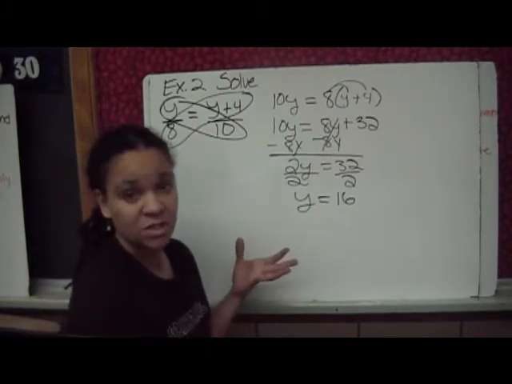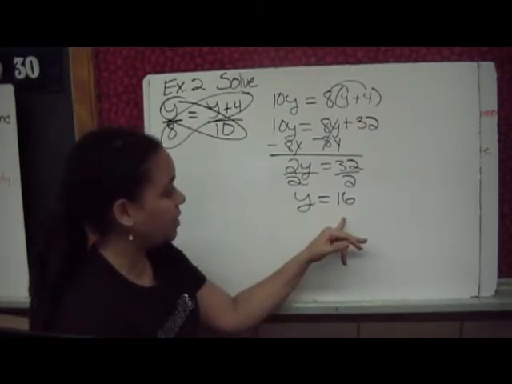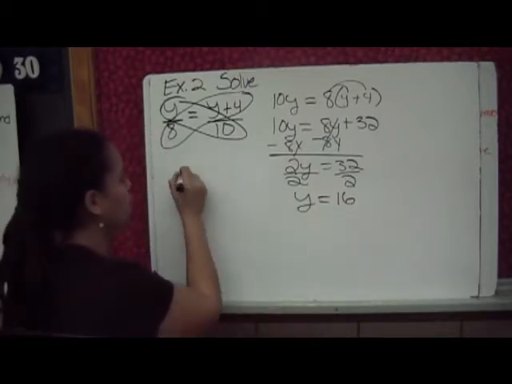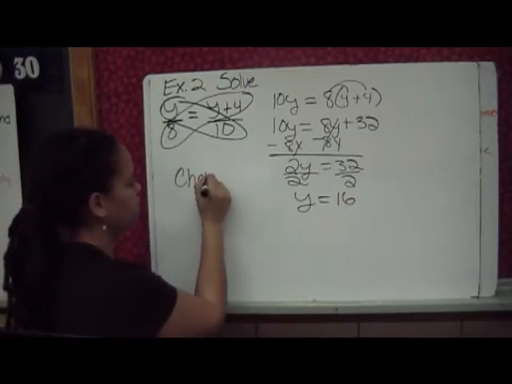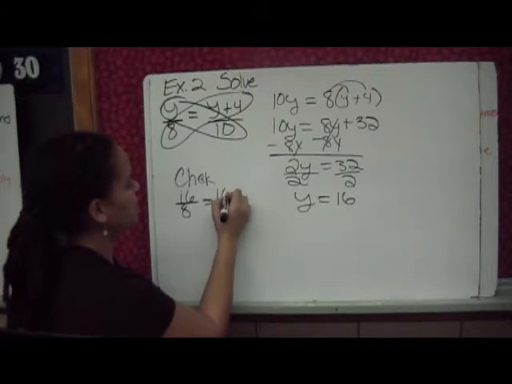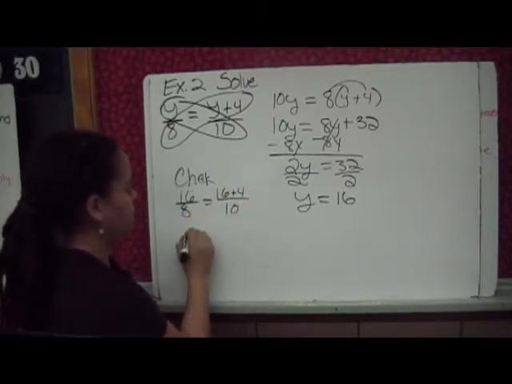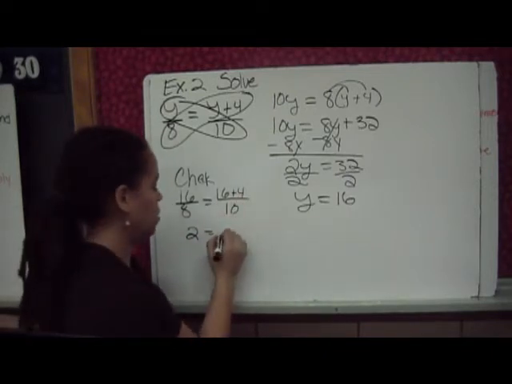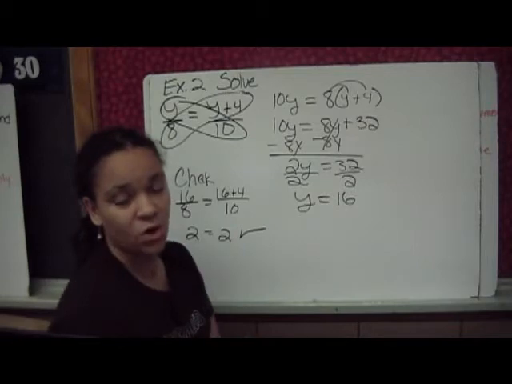The last part is always to check, so plug 16 back in for y and see if you get the same proportion. So our check, like my little C, check 16 over 8. Is that equal to 16 plus 4 over 10? Well, 16 divided by 8 is 2. 16 plus 4 is 20. Divided by 10 is 2. So it is indeed correct.